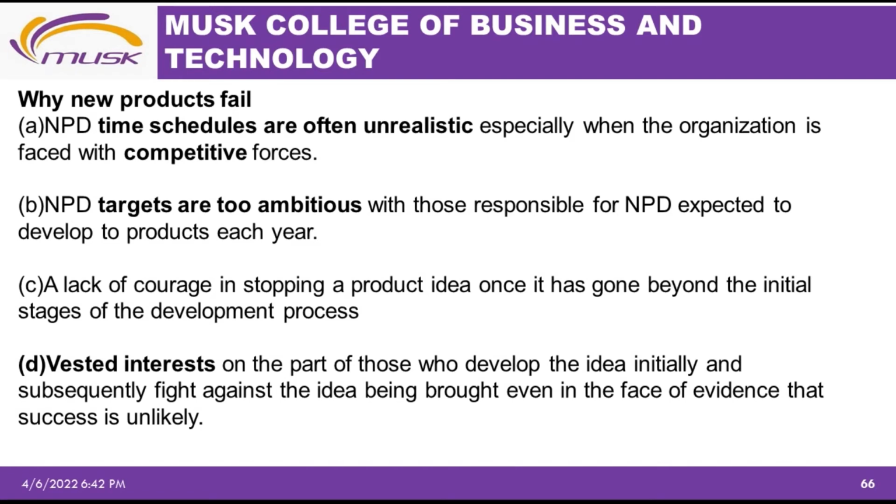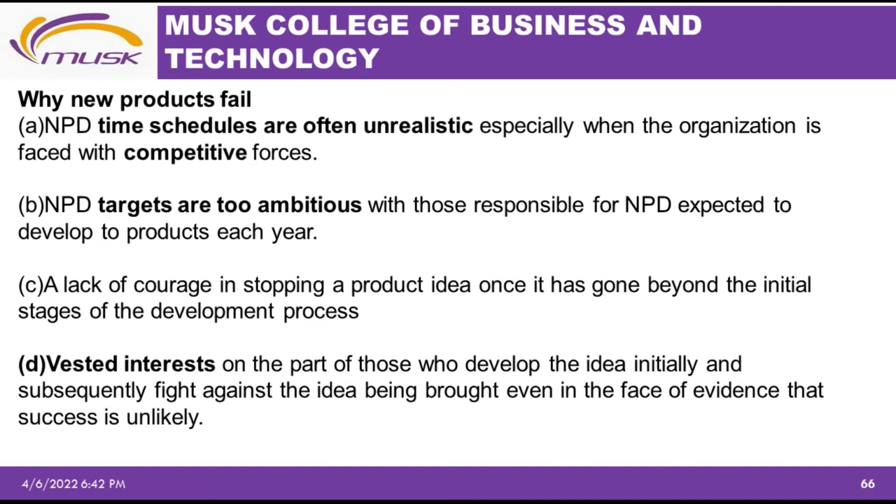Why do new products fail? Sometimes companies have new products, but they fail. The first one is that in NPD, new product development, time schedules are often unrealistic, especially when the organization is faced with competitive forces. So sometimes the manufacturing schedules that we have are unrealistic. We can be giving ourselves a very short time, and it becomes untenable. The other one is that new product development targets are too ambitious. So we might be thinking of something huge, whereas we do not even have the resources to achieve that.